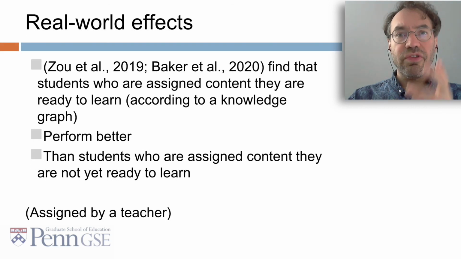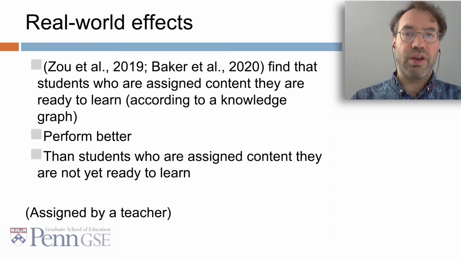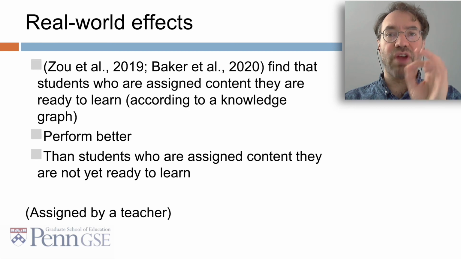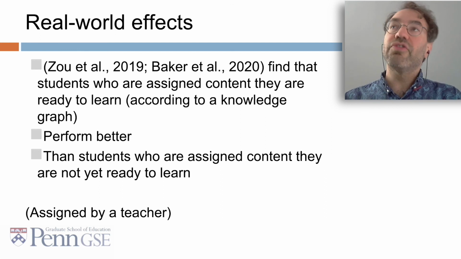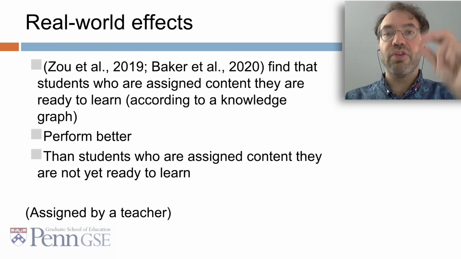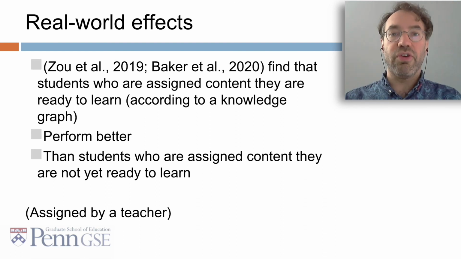And beyond this, there's evidence that there are benefits to using a knowledge graph to assign students what to work on next. Two papers have found that if teachers assign students content that the system thinks the students are ready to learn, according to the knowledge graph, these students will perform better than students who are assigned content that they're not yet ready to learn, that there's some skill they still haven't learned in between their current knowledge state and the skill they're currently learning.